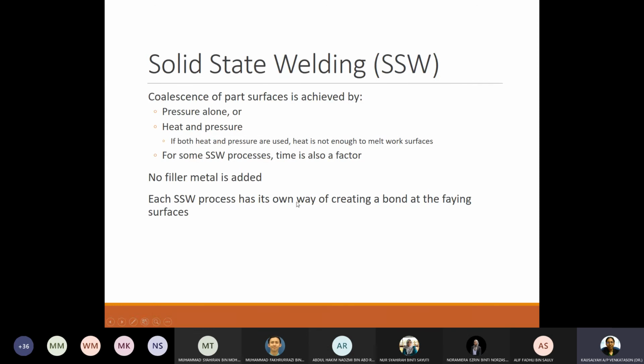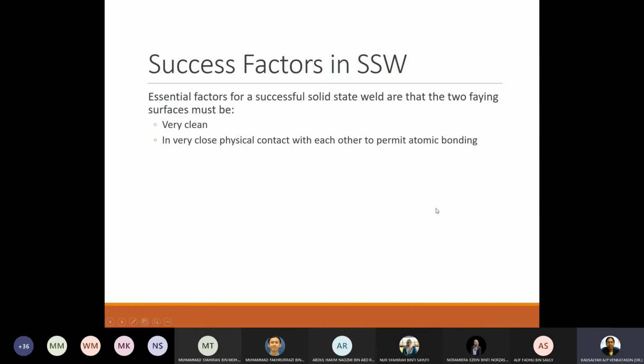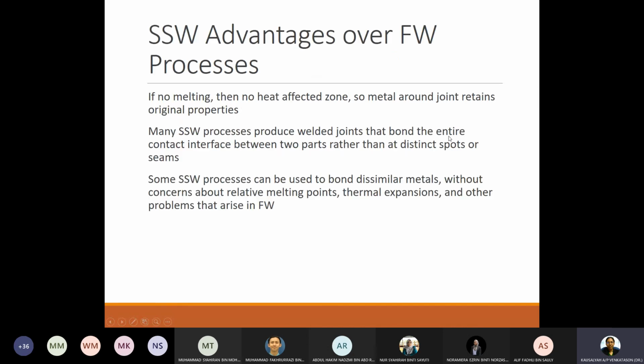Each solid state process has its own way of creating a bond at the faying surface, the meeting surface. Essential factors for a successful solid state weld are the two faying surfaces, which must be clean, no contaminant, and in very close physical contact with each other to permit atomic bonding. Okay. The advantage of solid state compared to fusion welding is no melting. Then there will be no heat affected zone, or HAZ. All right. So metal around the joint retains its original property.